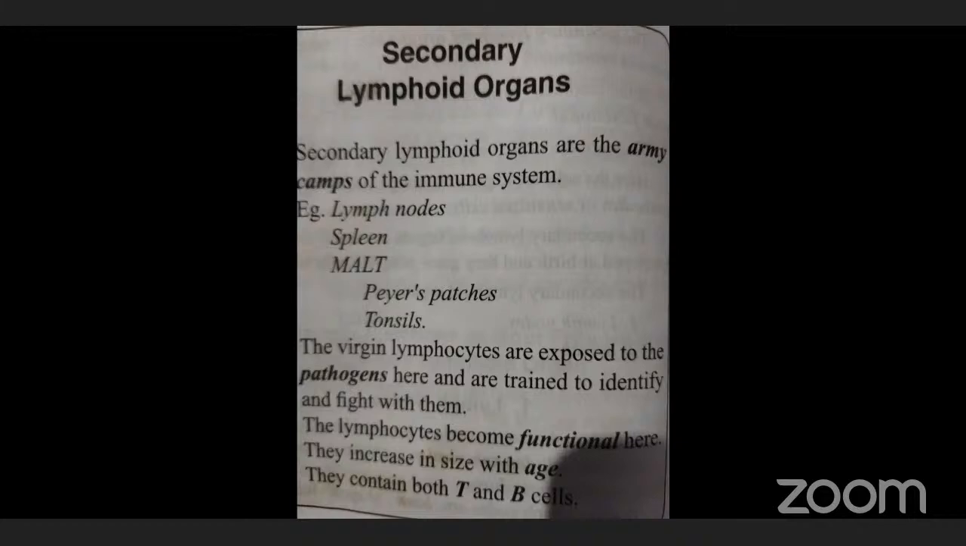The secondary lymphoid organs are small and poorly developed at birth. They grow progressively with age. When age increases, the secondary lymphoid organs are simultaneously growing. What are the examples? The most important secondary lymphoid organs are lymph nodes, spleen, and MALT. We will discuss one by one. The first one is lymph nodes.